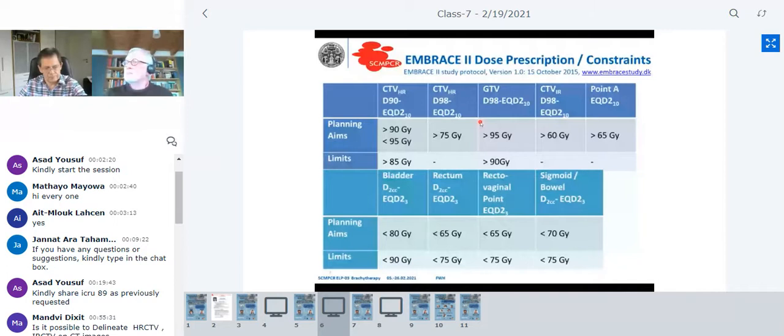No. See, where am I here? No. No, it doesn't show it. It doesn't show the doses for the intermediate risk.